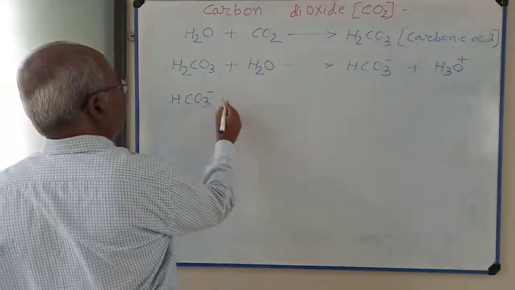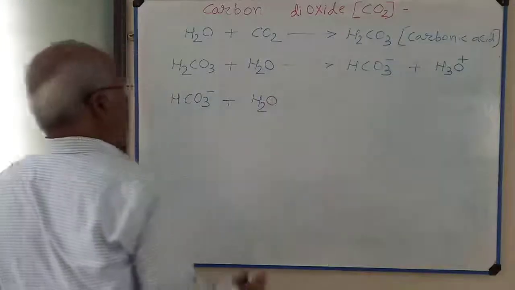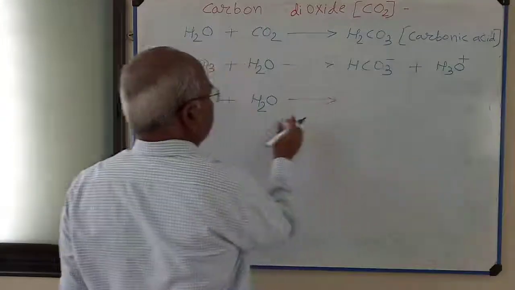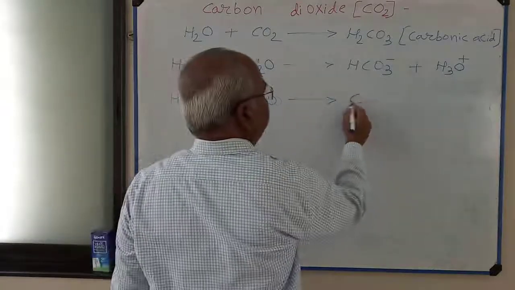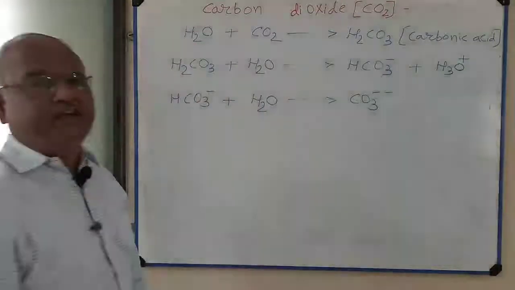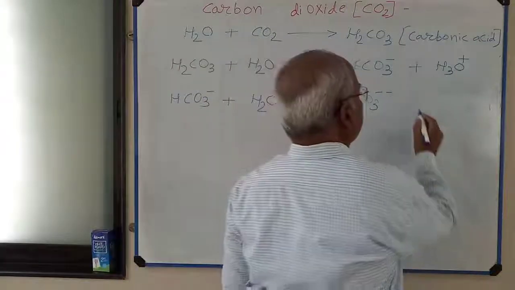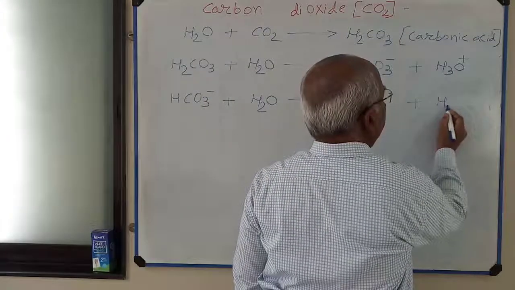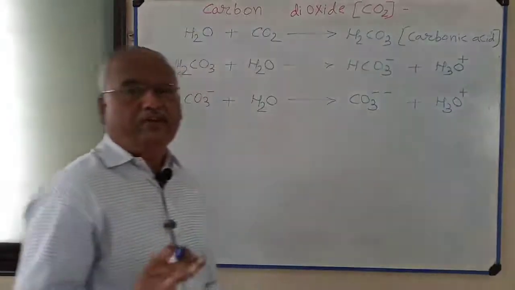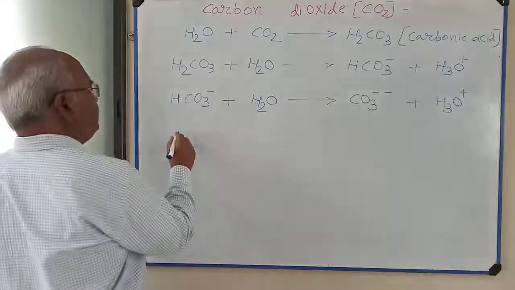This bicarbonate ion HCO3 minus reacts with water molecule. This bicarbonate ion gives proton to H2O and gets converted into CO3 2 minus ion. This is carbonate ion and here hydronium ion is produced. So remember, carbonic acid is a dibasic acid.